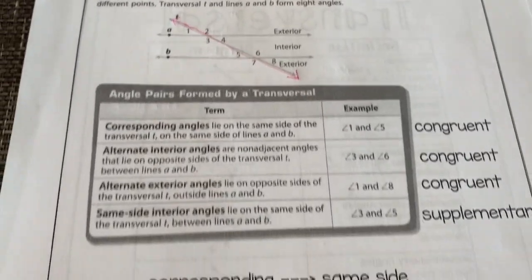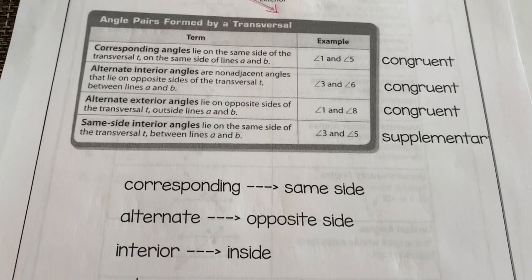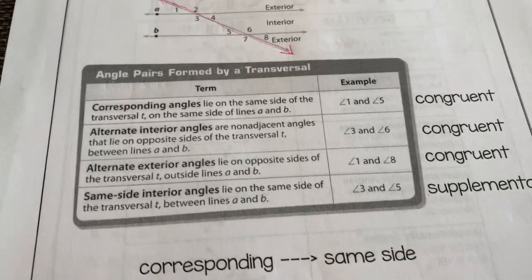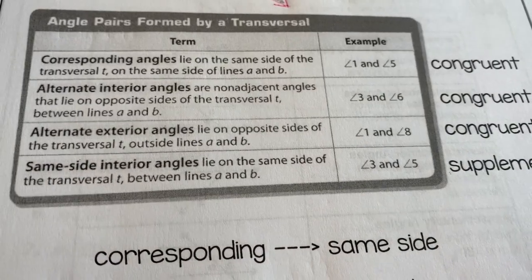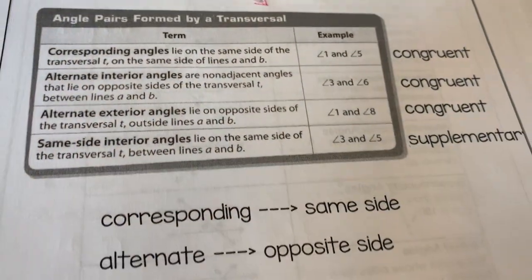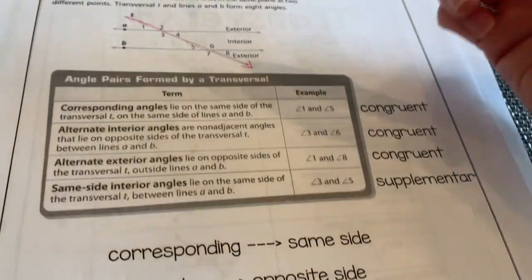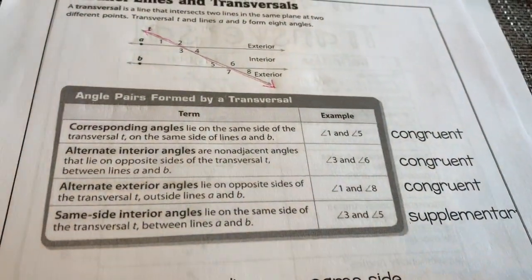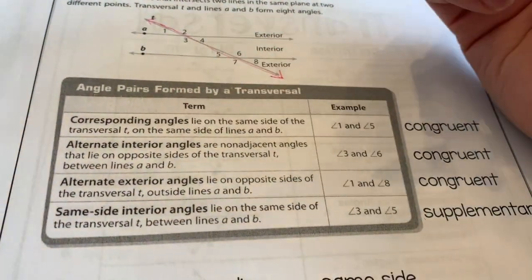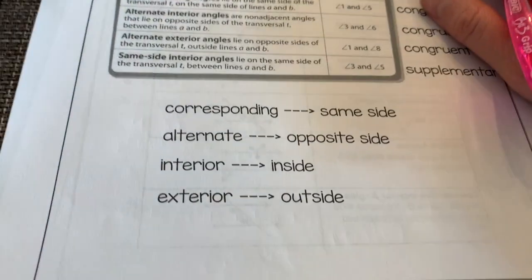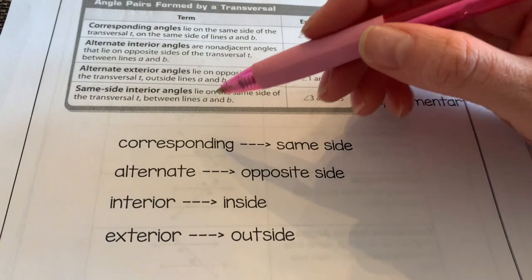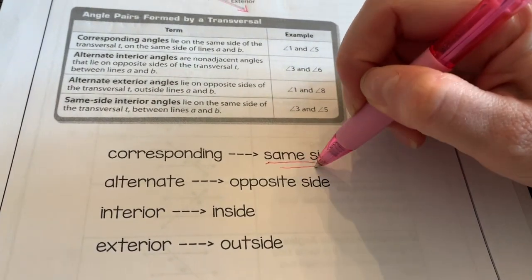So you have a nice convenient chart here to help you, and I also included a chart for you on today's agenda. So the first thing we have to do is discuss what these words mean. There are different types of angles that are formed. The first type of angle is called corresponding angles. So I put a little key down here to help you. Corresponding, you want to think of them being on the same side.